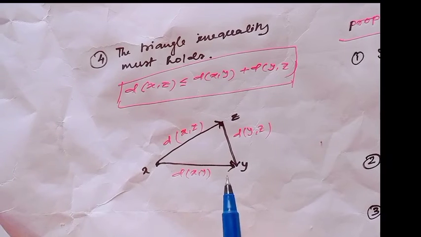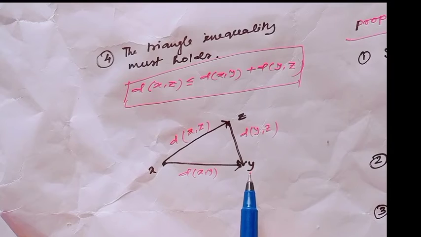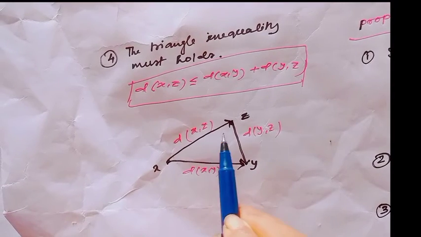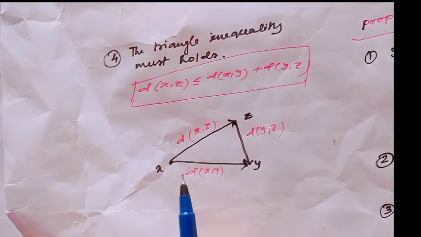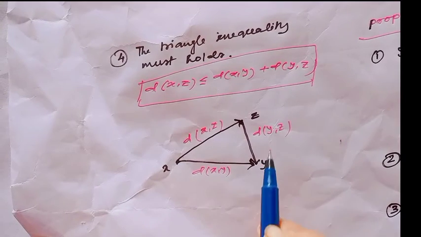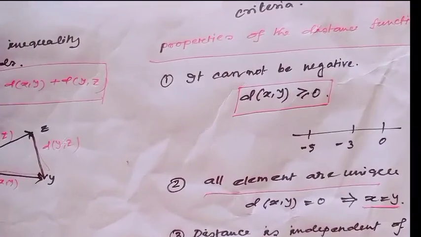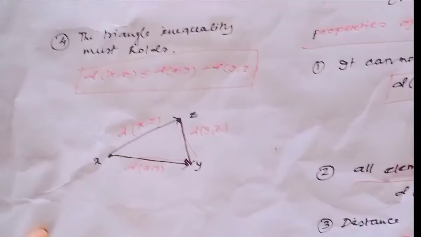If you look at the picture, if you consider 3 arbitrary points x, y and z, then the distance between x and z is always less than or equal to the distance between x and y plus the distance between y and z. Okay? These 4 properties always hold for a metric space.